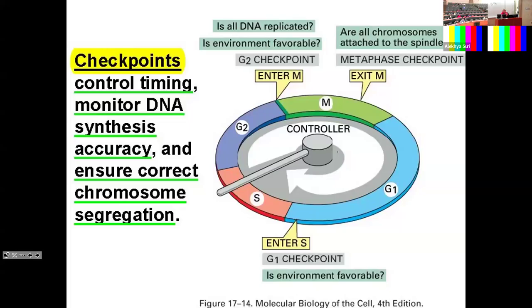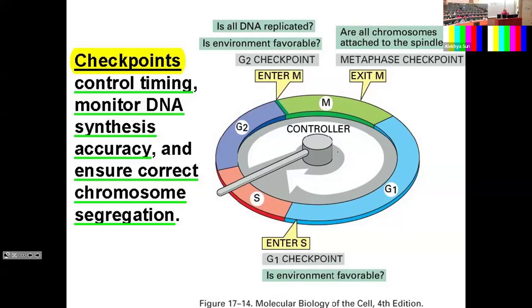For those who are not familiar with the cell cycle, remember that we have different gaps. Gap 1 is when the cell gets prepared to enter the DNA synthesis phase. Then you have gap 2, which prepares the cells to get into mitosis, right? So there are three characteristic checkpoints. We have the checkpoint entering S. Why is that? Because the cell starts checking if the environment is favorable and every condition is in place to proceed with the cell cycle.